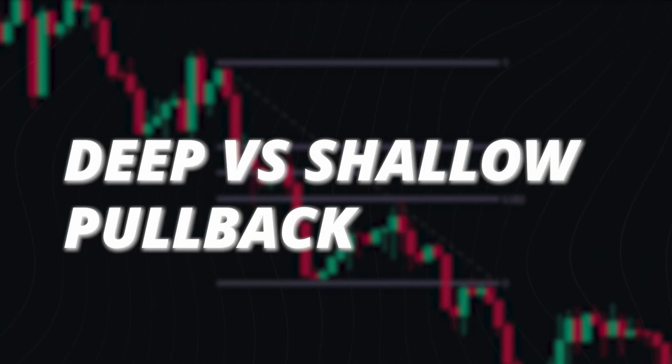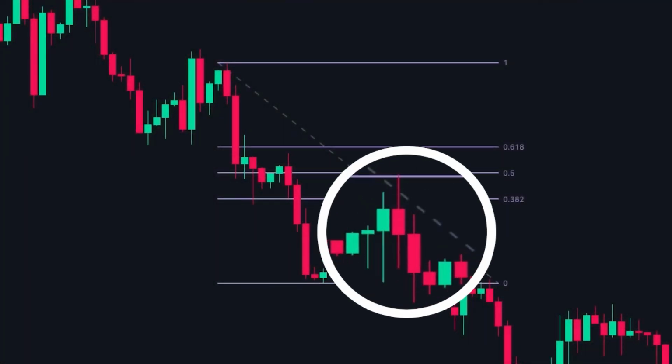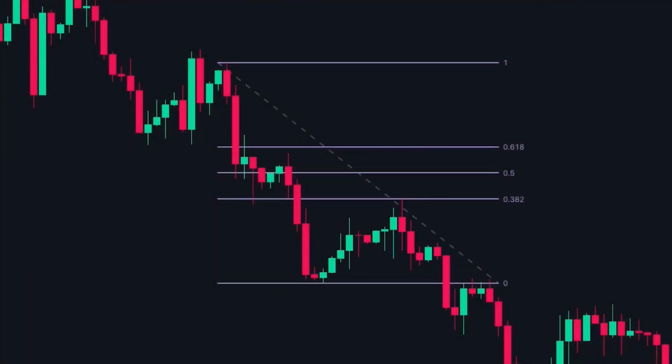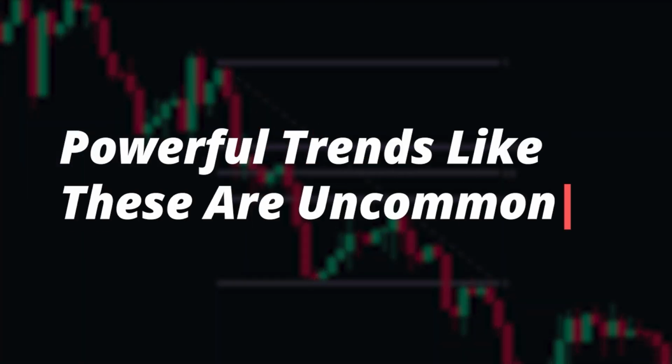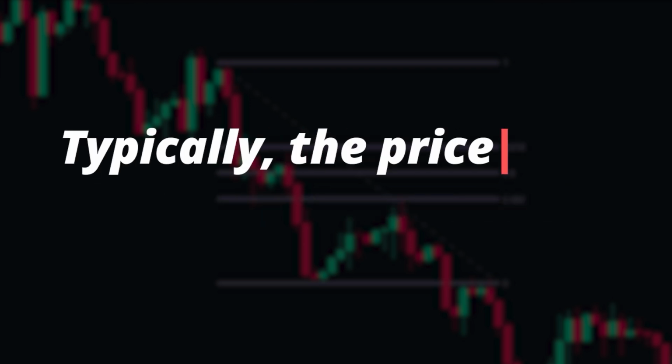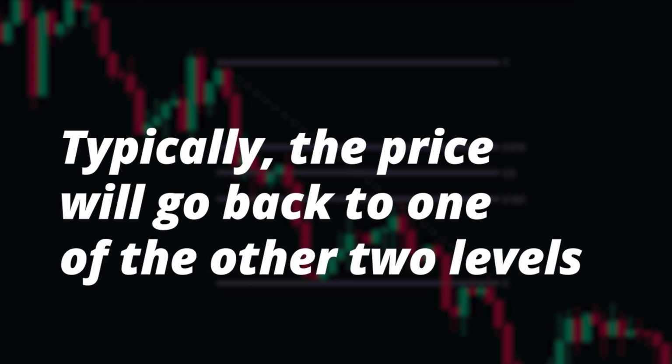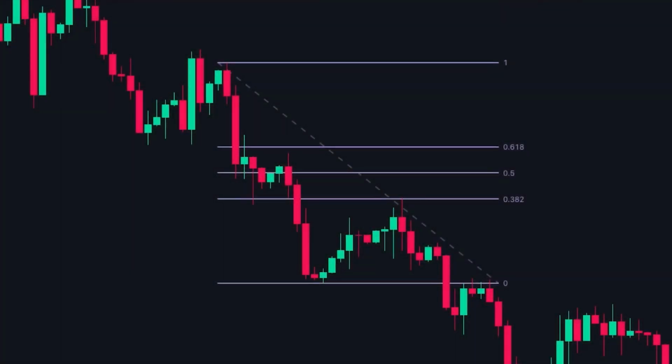Deep versus shallow pullbacks. The price down to the 38.2% retracement level indicates that the trend is strong. Such pullbacks are sometimes viewed as opportunities, generating enthusiasm among traders seeking to capitalize on the current trend. However, powerful trends in which the price only returns to the 38.2% level are uncommon. Typically, the price will go back to one of the other 2 levels. Therefore, it is best to avoid relying only on the 38.2% level.